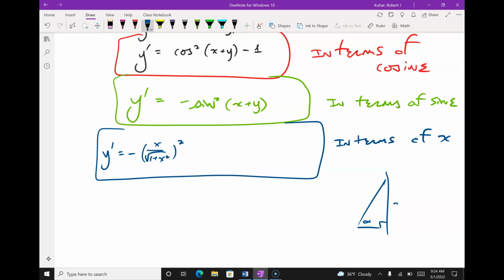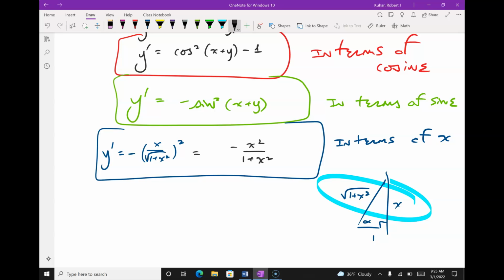There's my angle. This side is x, this side is 1. The hypotenuse is square root of 1 plus x squared. So I'm grabbing the sine ratio there, opposite over hypotenuse, to sub in for sine. This is a big piece in Calc 2. When we're doing antiderivatives, we can't do some antiderivatives until we turn them into a triangle, turn them into a trig. So this one can simplify to what? Negative x squared over 1 plus x squared, right? Everyone there agree?